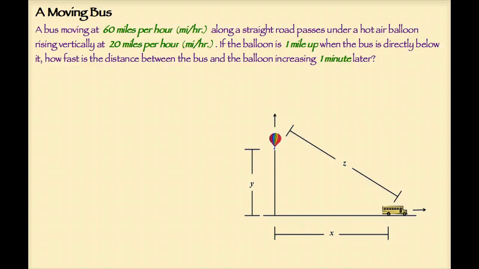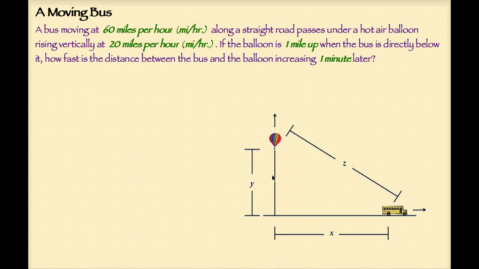This lecture consists of 3 more related rates examples, starting with this one involving a moving bus. A bus moving at 60 miles per hour along a straight road passes under a hot air balloon rising vertically at 20 miles per hour. If the balloon is 1 mile up when the bus is directly below it, how fast is the distance between the bus and the balloon increasing 1 minute later?